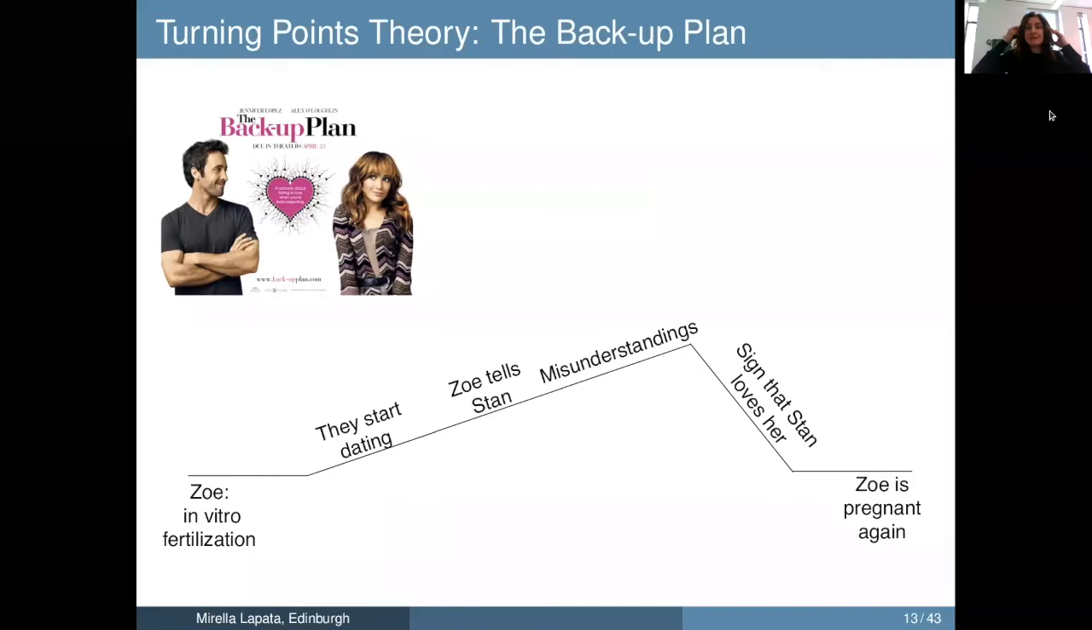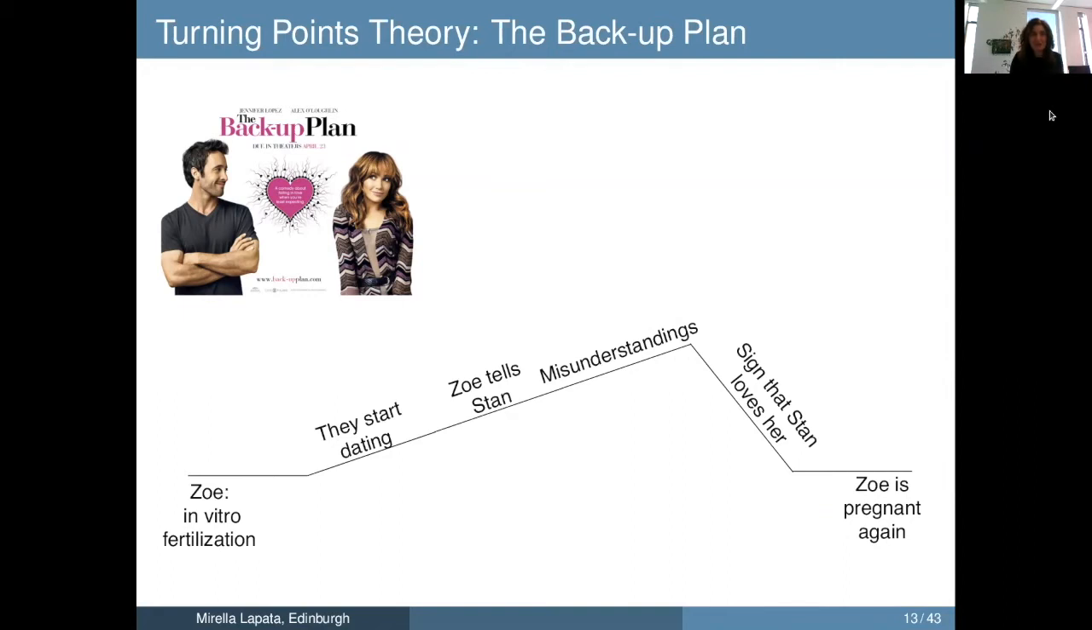Okay, let's see a specific example. This movie, The Backup Plan. I do not particularly recommend that you see it, but it illustrates very nicely these turning points. So we start with Zoe. This is Jennifer Lopez, who has given up on love, and she decides to be artificially inseminated.